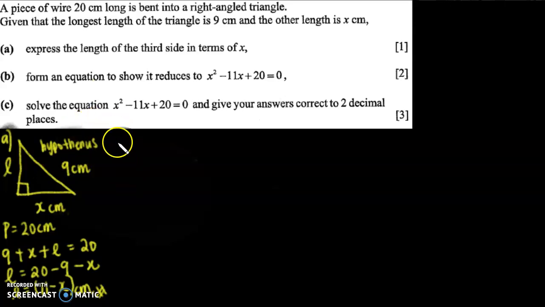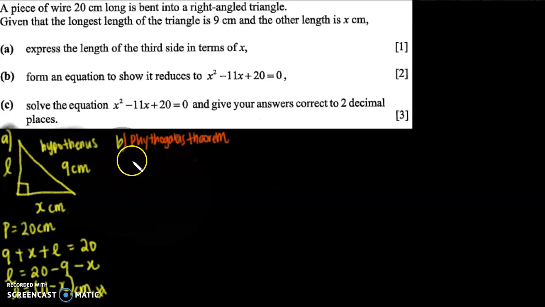Part B, the question is asking us to form an equation to show that it reduces to x squared minus 11x plus 20. So this is a proving question. What can we remember about any equation that is relating to a right angle triangle? We know that there is the Pythagoras theorem. And I hope my spelling is right.